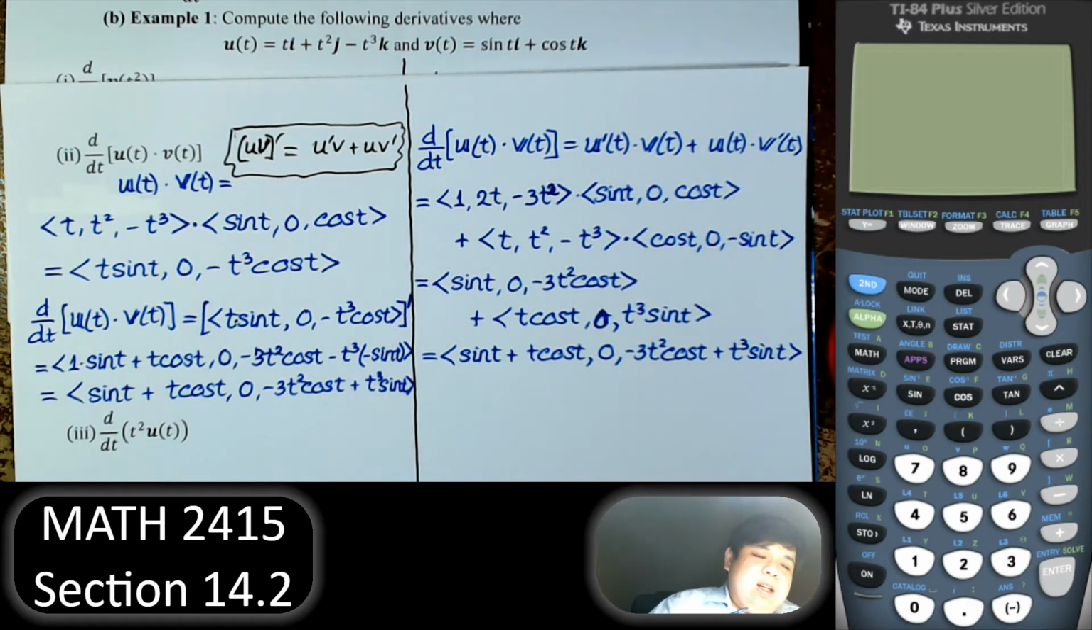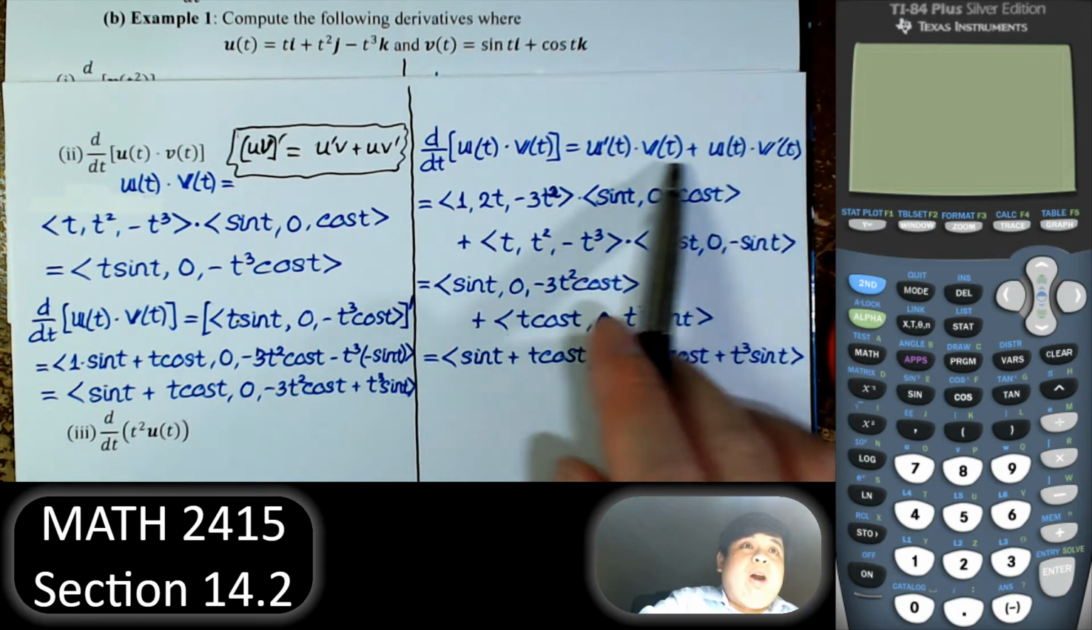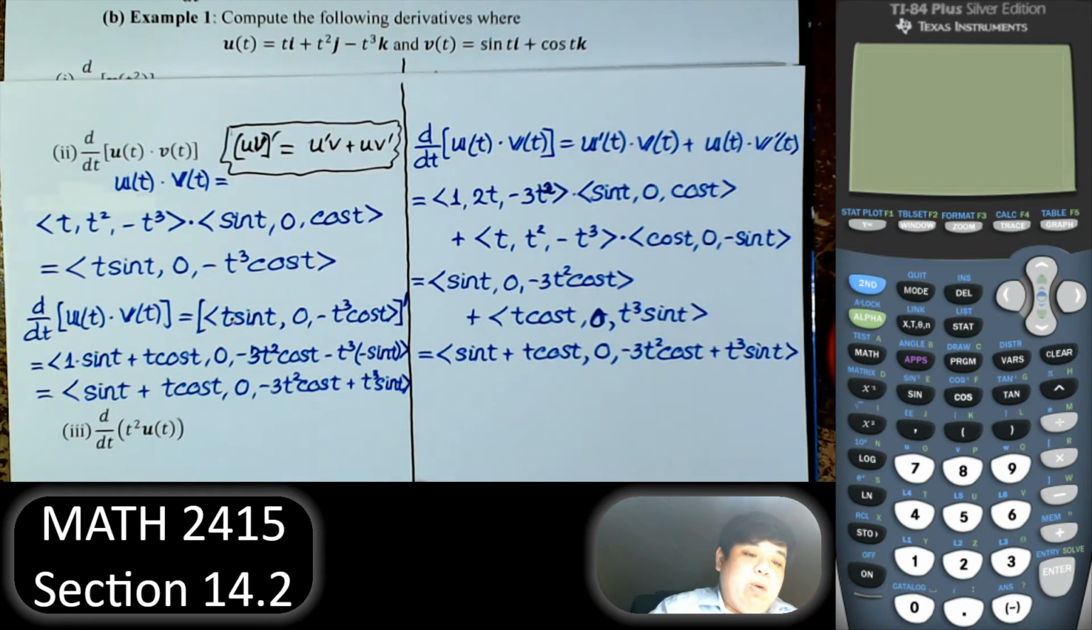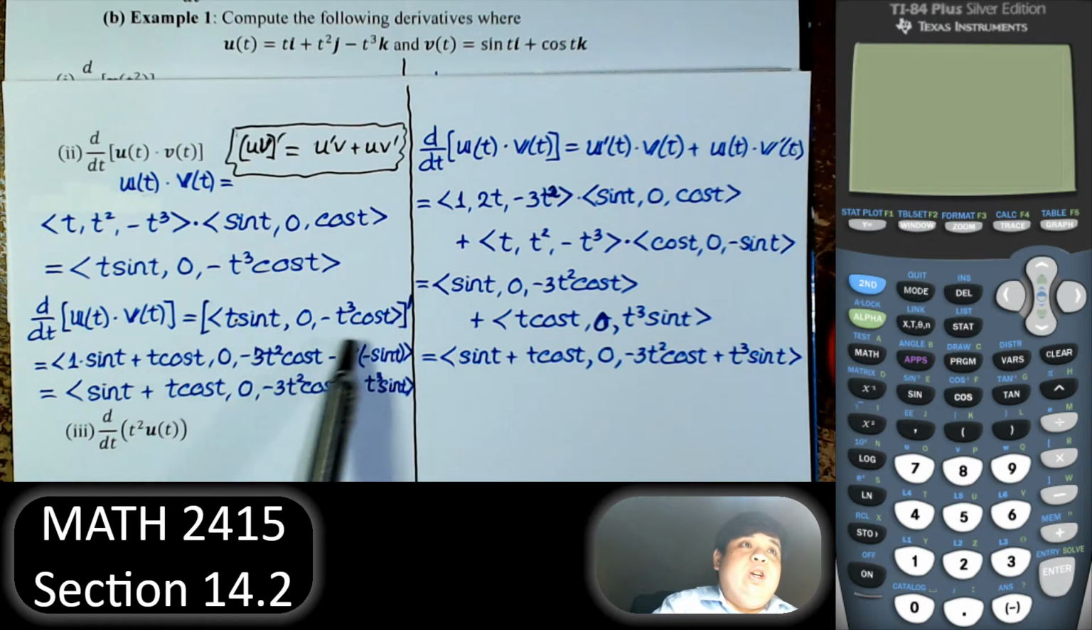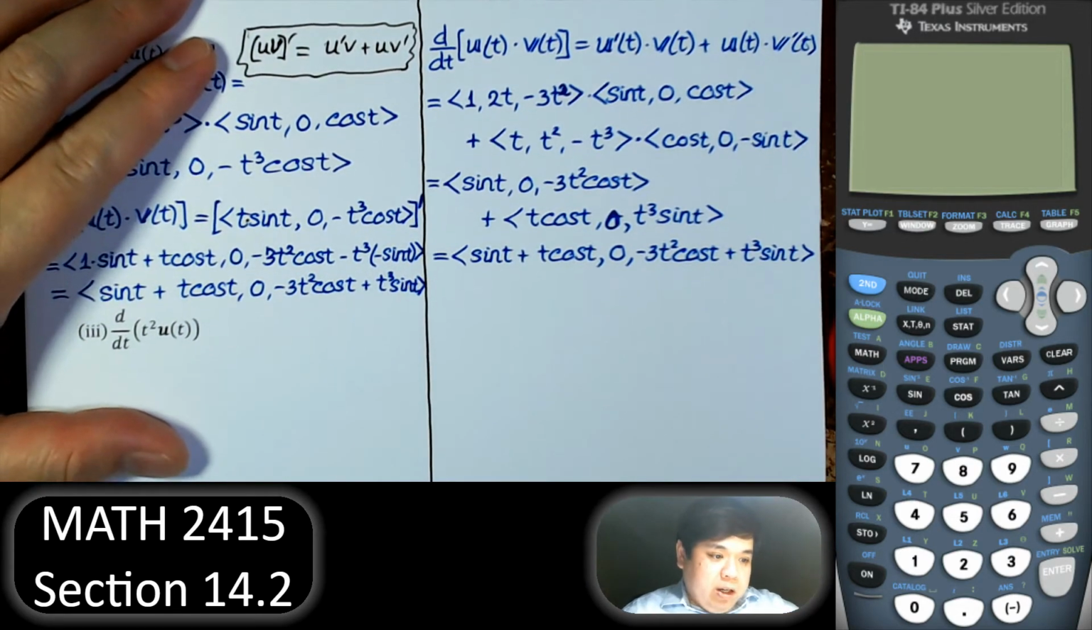Sometimes we do the product rule anyway, but sometimes writing it like this is easy to keep track of, compared to this, where we have to do the product rule for each one of them. Still pretty comparable here.